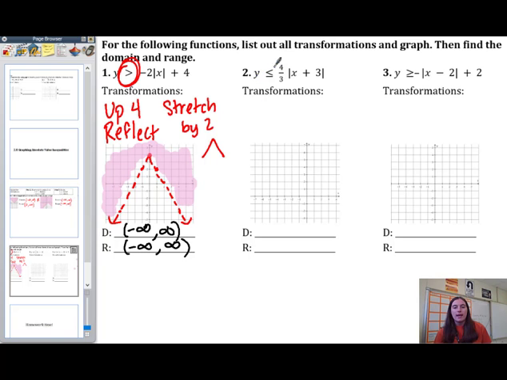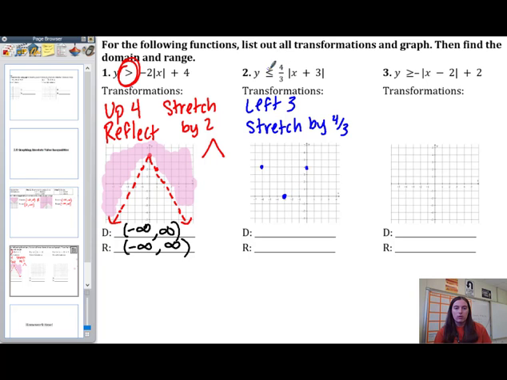In number 2, we have y is less than or equal to 4/3 times the absolute value of x plus 3. That plus 3 on the inside says to shift to the left by 3. The 4/3, that's greater than 1. Even though it's a fraction, it's greater than 1, so it is a stretch by 4/3. And that's all that we have for our transformations. No reflections, we're not moving up or down. So our first point, the vertex, is going to the left by 3, so we're at negative 3, 0. From there I can go up 4, 1, 2, 3, 4, and to the right 3. I can also go up 4 and to the left 1, 2, 3.